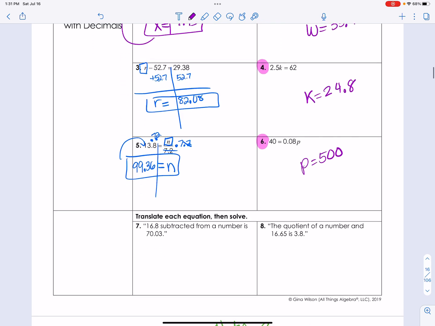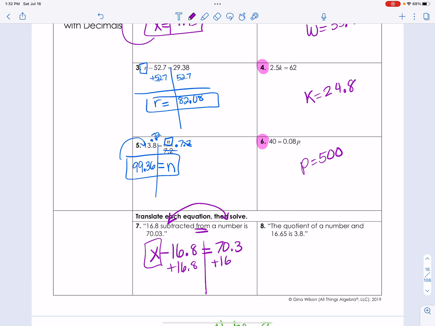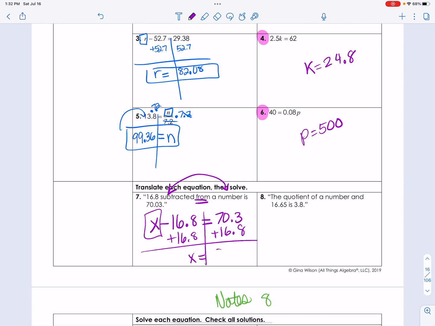Okay, so on number 7 here at the bottom of the page, it says 6.8 is subtracted from 70.3. That means you've got to switch the order. When you're subtracting from or decreasing from, you've got to start with that other one first, which is 70.3. So here is this, I'm subtracting, so the opposite operation is to add. And again, I'm okay with a calculator. I get X equals 86.83.